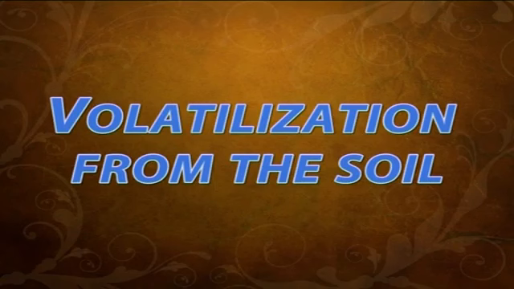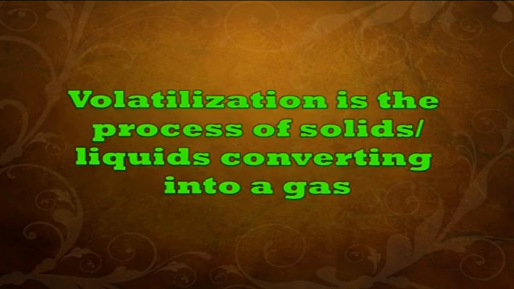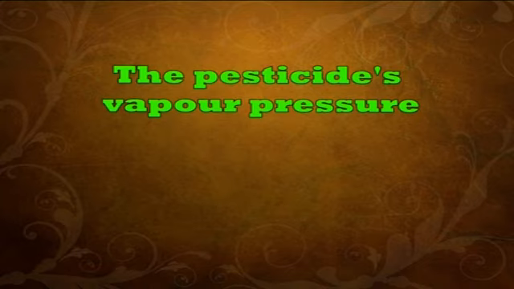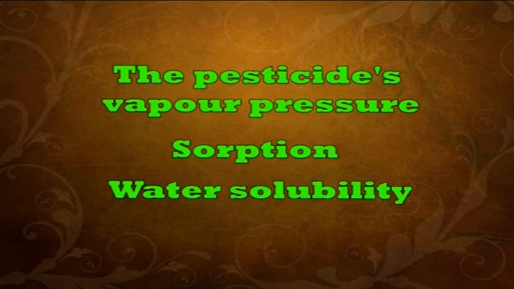Next is volatilization from the soil. Volatilization is the process of solids or liquids converting into a gas which can move away from the initial application site. This movement is called vapor drift. Vapor drift from some herbicides can damage nearby crops. Volatilization from moist soil is determined by the moisture content of the soil and by the pesticide's vapor pressure, sorption, and water solubility.